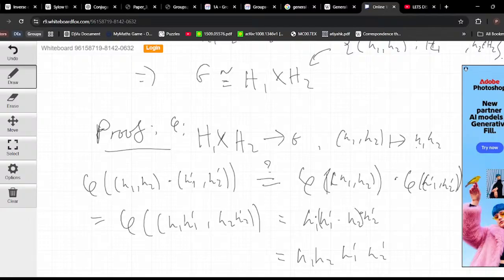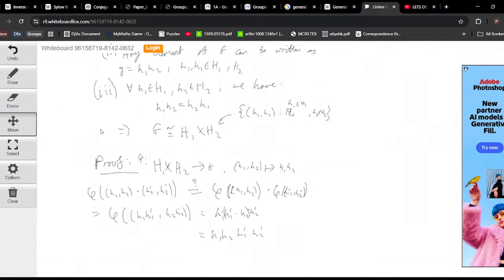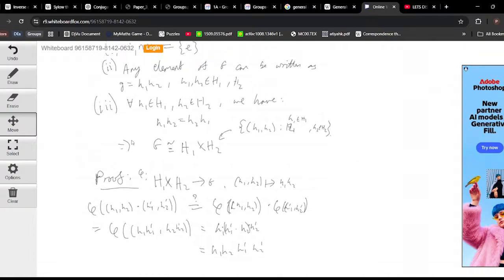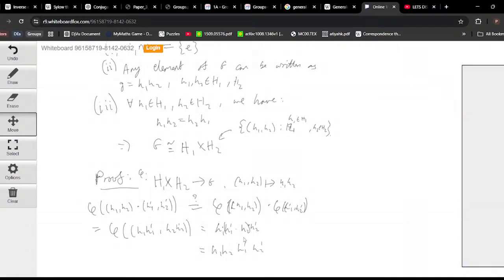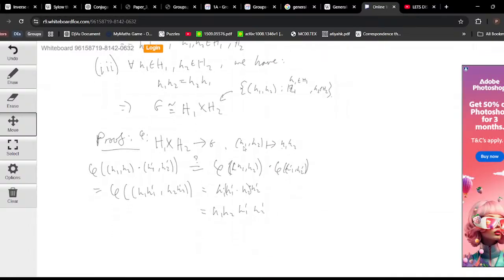Well, we know from our third condition that the elements commute. So H1 prime and H2 commute with each other, so we can simply swap them. But now, again using the associativity, we can put these into pairs. But this is just phi of H1, H2 times phi of H1 prime, H2 prime, like so.